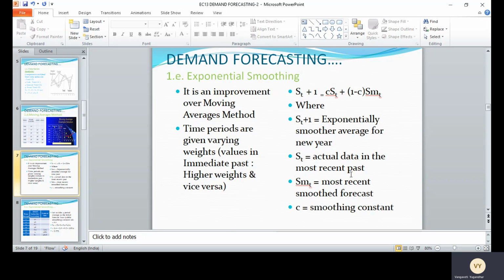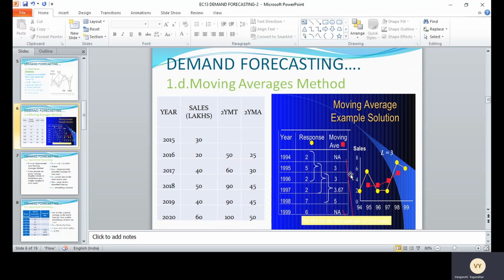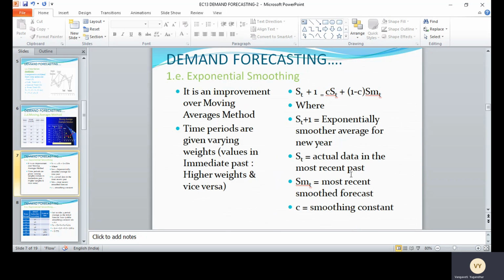Next one is exponential smoothing. It is an improvement over the previous one, the moving averages method. Because in the moving averages there are some errors, like one expert is taking 2 years, another expert is preferring 3 years. So ultimately the goal is what? An accurate forecast. But because of these differing years, if there is a change, it is not reliable. Because of this, exponential smoothing is another method.